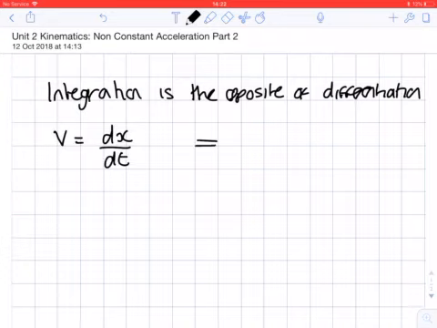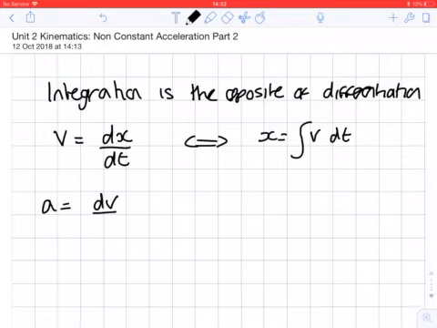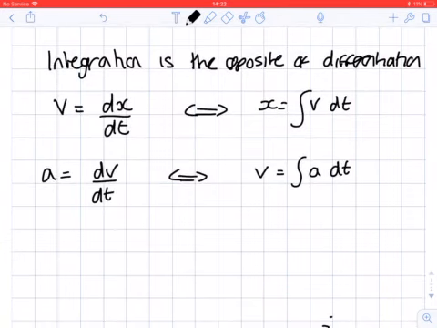What we can then say then is, if we wanted to return back to displacement, it would be the integration of v with respect to time. Similarly, if we have acceleration, which is the differential of our velocity function with respect to time, we can therefore say, well, to reverse that, velocity will be the integral of acceleration with respect to time, and therefore reversing the process that we did in our previous video.